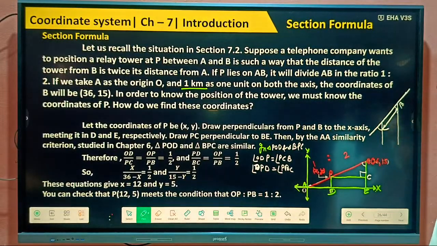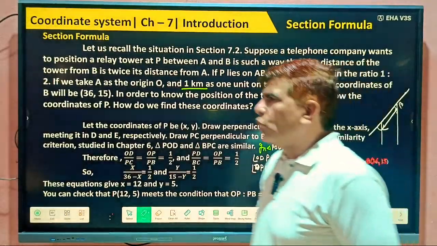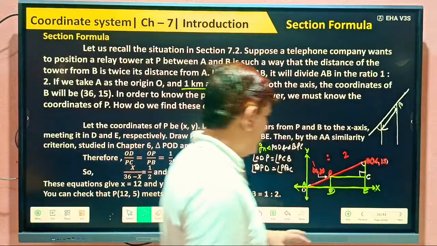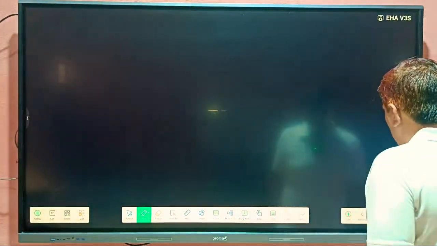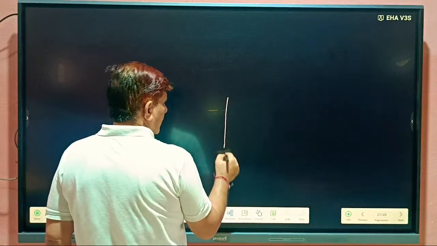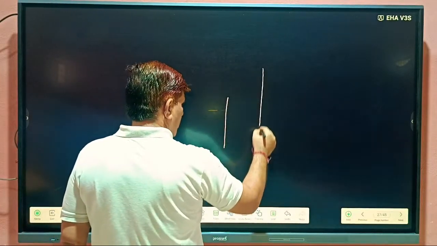So this angle equals this angle. What am I saying? Corresponding angle. Not understood? Okay, I will take one example, then I can tell. Try to understand. Here is a line, this.